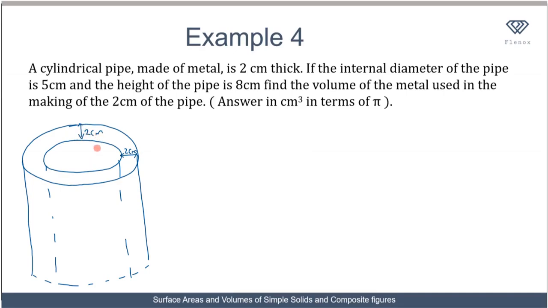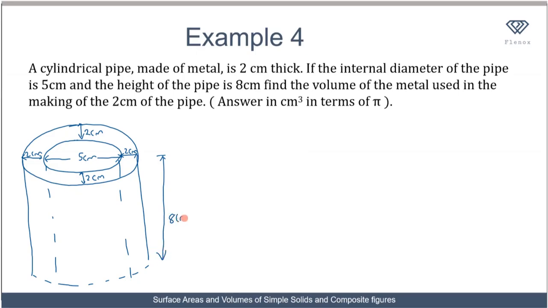So you have 2 cm here. At any point, the thickness is what? 2 cm, and here also will be 2 cm. We were told that the internal diameter of the pipe is 5 cm, so the diameter from here to here is 5 cm. We're now told to find the volume of metal used in making this thickness part of the pipe, and we're told that the height of the pipe is 8 cm.